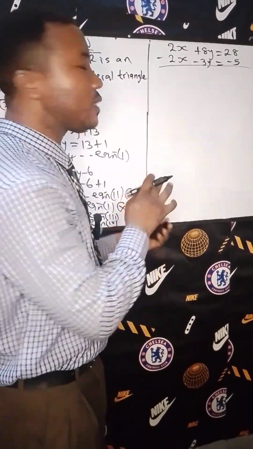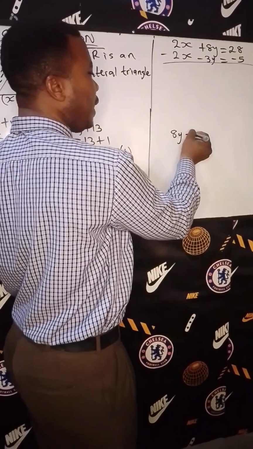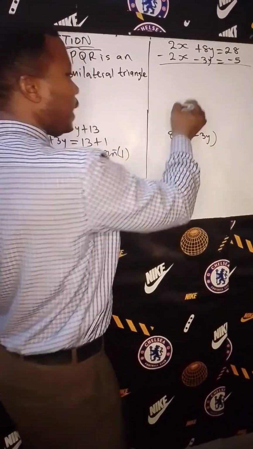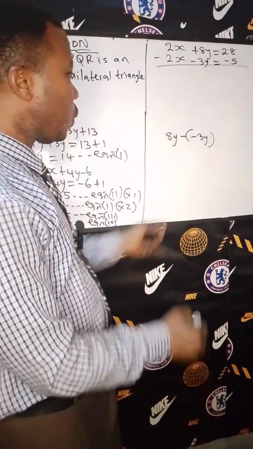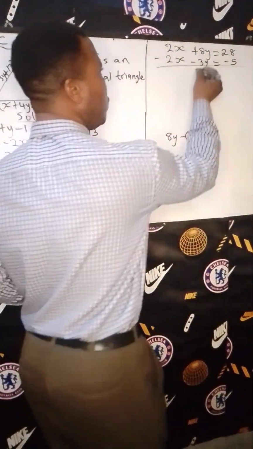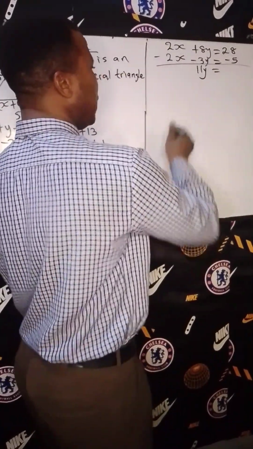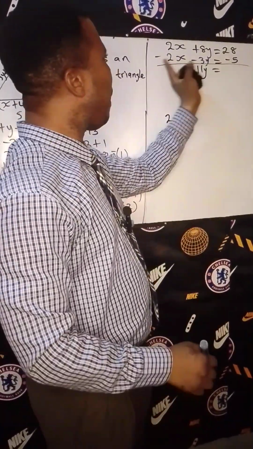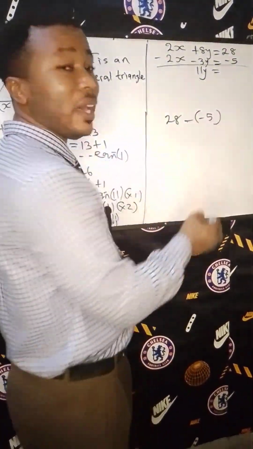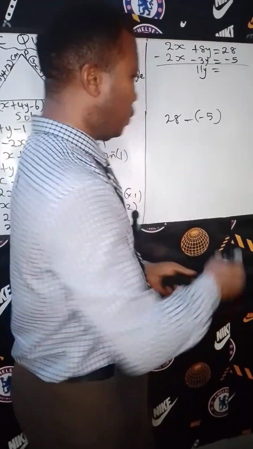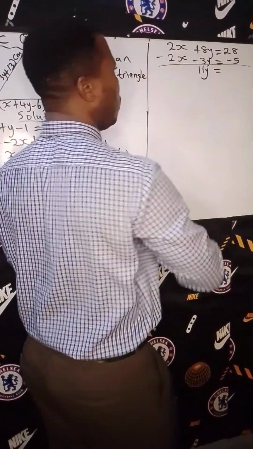I always like to bring it out using my rough book so that you can see clearly 8y minus 3y. Now you see that minus times minus is giving us plus. So 8y plus 3y, we are left with 11y. The same thing here, 28 minus minus 5. Of course, minus times minus is plus. So we now have 28 plus 5. You can see that's giving us 33.